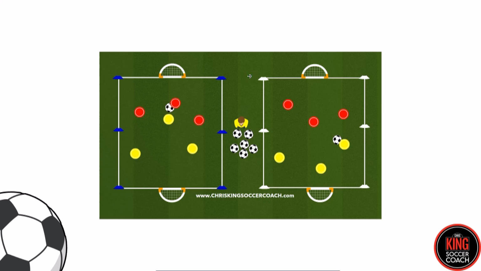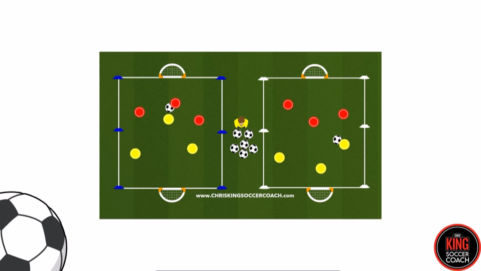So if possible, do that so it's nice and clear to the kids. You say, right, first I want one red and yellow team in the blue area, and I want the other red and yellow team in the white area. So nice and clear to the kids, makes it simple. All right, so whatever makes your job easier, I'm all for it.